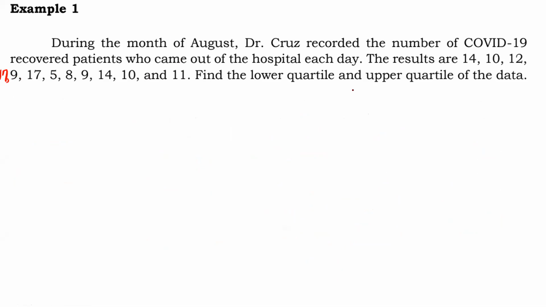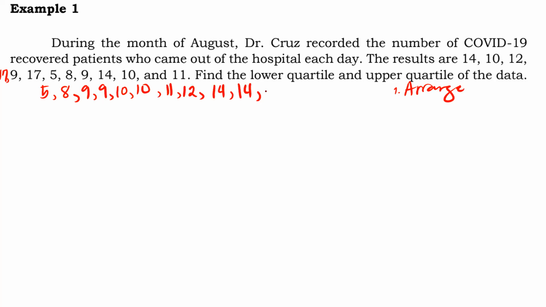So, you have to arrange again. Siyempre, unang-una, arrange muna. Hindi nyo makalimutan, sinusulat ko, no? 5, 8, 9, 9, 10, 10, 11, 12, 14, 14, then we have 17, 17. 1, 2, 3, 4, 5, 6, 7, 8, 9, 10, 11, 12. Okay? So, mapapansin nyo, 12 na yung data natin. Our N now is 12.